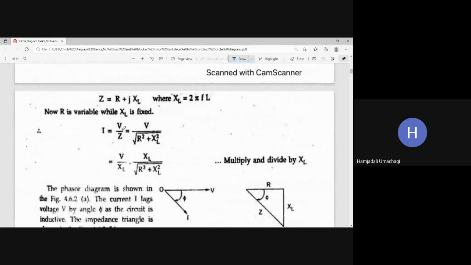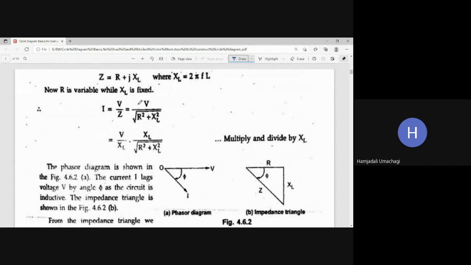So current I is equal to V by Z, where Z is the magnitude, the square root of resistance R square plus reactance XL square. Therefore I is equal to V upon the square root of R square plus XL square. Now we are going to make an assumption: multiply and divide both the numerator and denominator by the reactance XL.